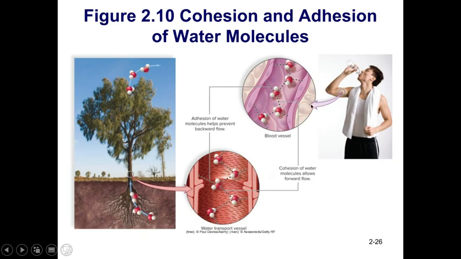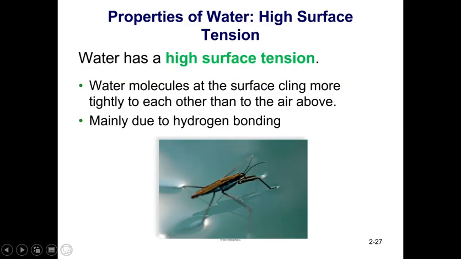We also see it in us, for example. We have water being transported in our blood vessels. Water sticks with the water molecules, but then they also stick to the blood vessels, the walls of the blood vessels that are polar. So again, cohesion and adhesion.